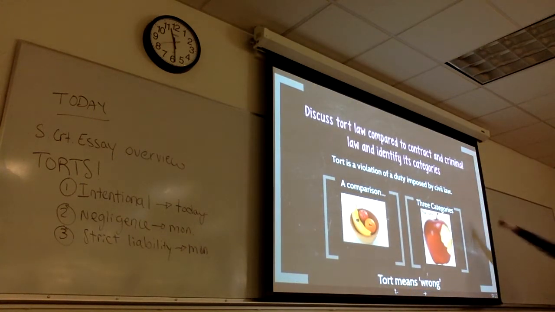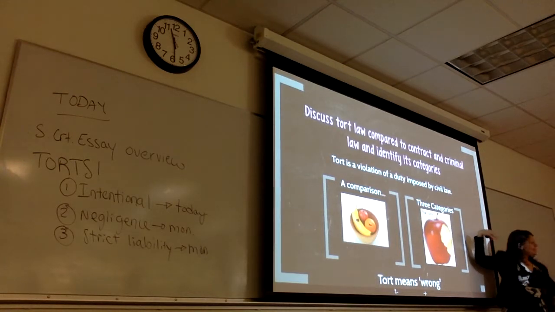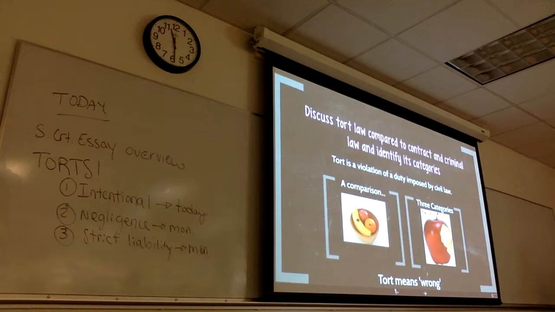So we're going to discuss tort today. Tort is a violation of a duty, something you're obligated to do under civil law. So who's suing you when it's a tort if it's civil law? Your neighbor. Yeah, it could be your neighbor, it could be a business, it's an individual. This is not the government. We're not talking about crime right now. Again, tort means just someone did something wrong.